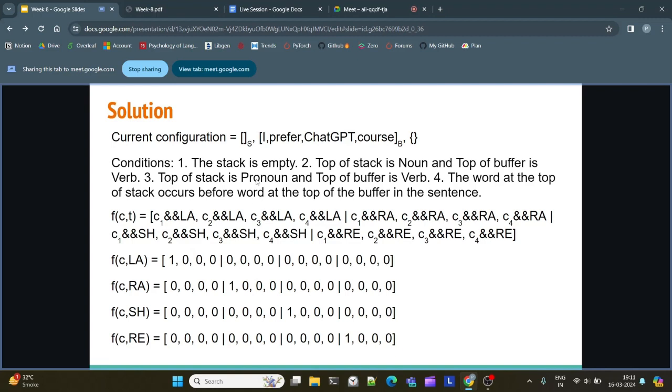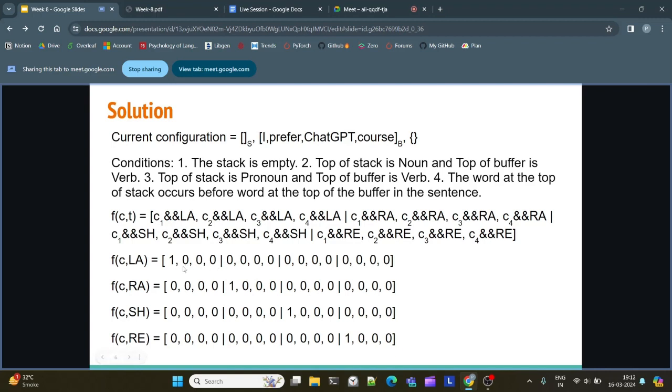Next we have: top of stack is pronoun and top of buffer is verb. This is also not satisfied, which gives us a 0 over here. Finally, the last condition is: the word at the top of the stack occurs before the word at the top of the buffer in the sentence. This is again not satisfied because there's nothing in the stack. So the second, third, and fourth conditions would all be 0, and that is why we have these three zeros here.